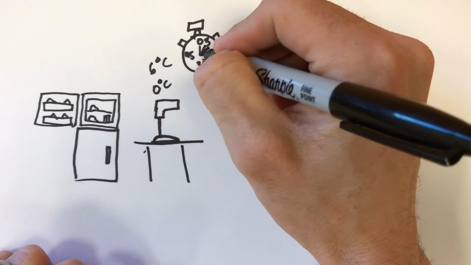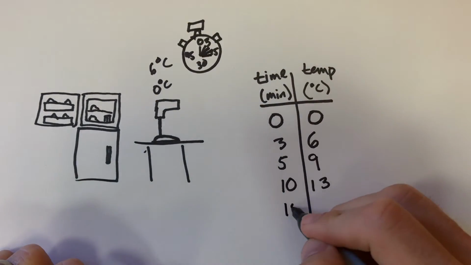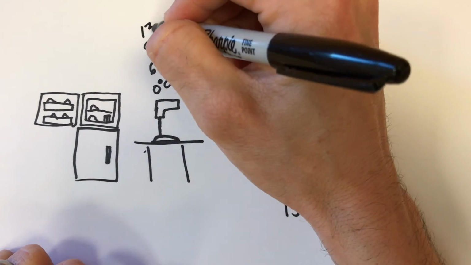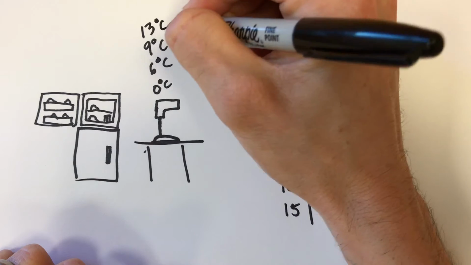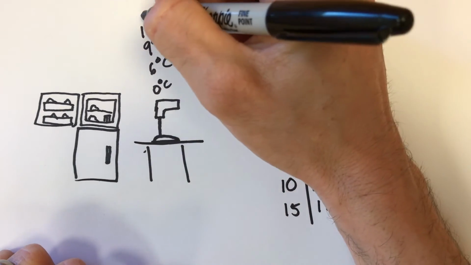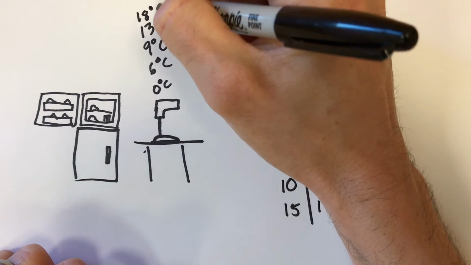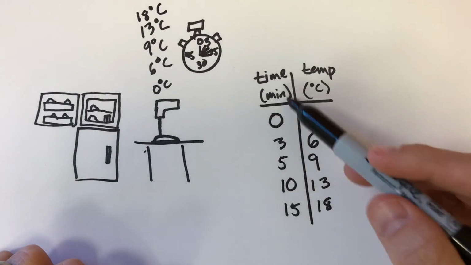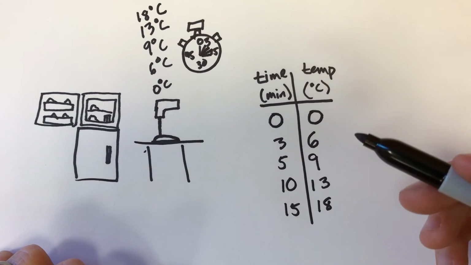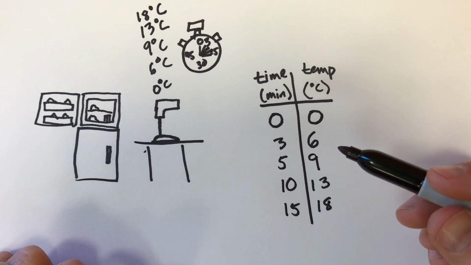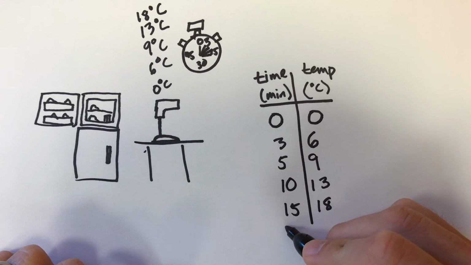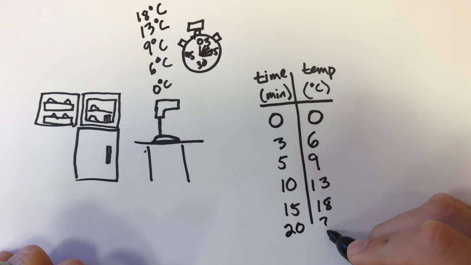And our last measurement comes at the 15-minute mark. It went to 9, and then it went to 13 degrees Celsius. And at the 15-minute mark, it's up to 18 degrees Celsius. So again, your job: this is time and this is temperature. Your job is, is this a simple integer multiplication equation? If so, figure out what the temperature was after 20 minutes.